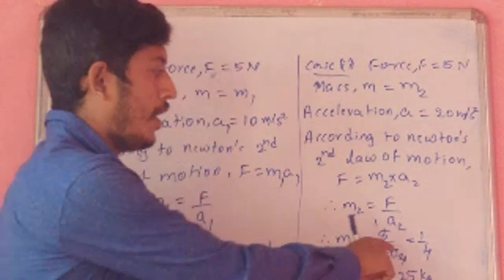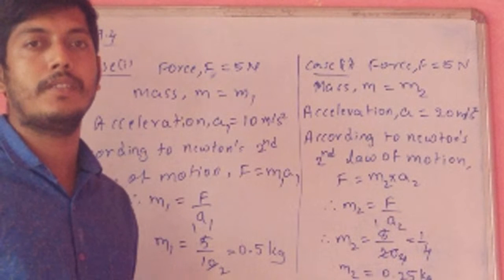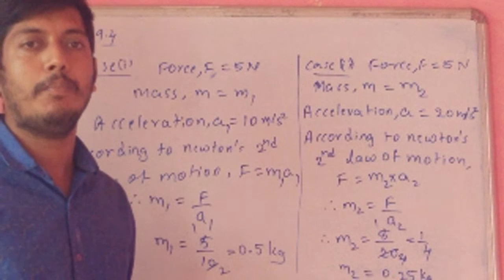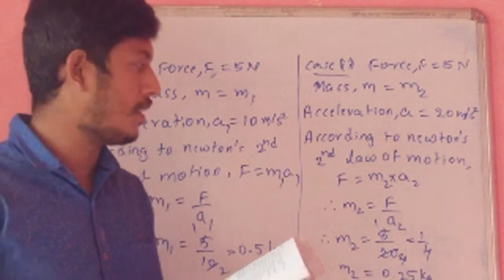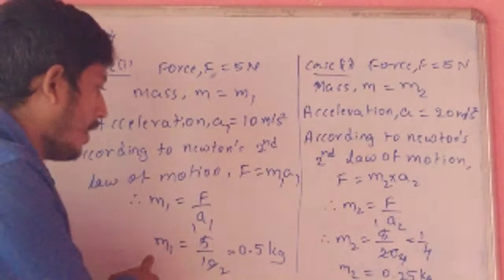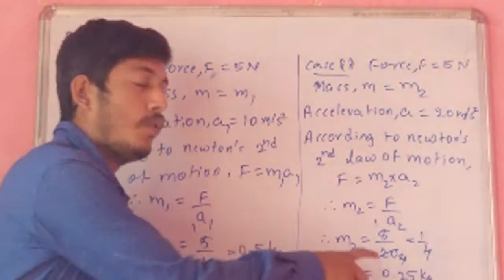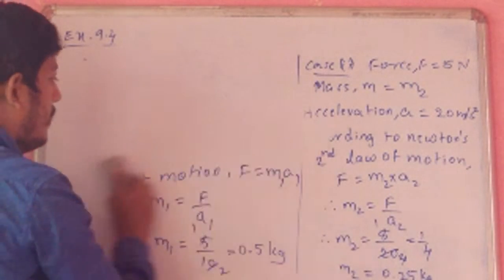So here we have to convert that fraction into decimal because the next sub question is present. In that case we have to tie both mass m1 and m2 together. Okay, this is the first solution. The next part. So here m1 value is 0.5 kg, m2 value is 0.25 kg. I will rub the first part here.